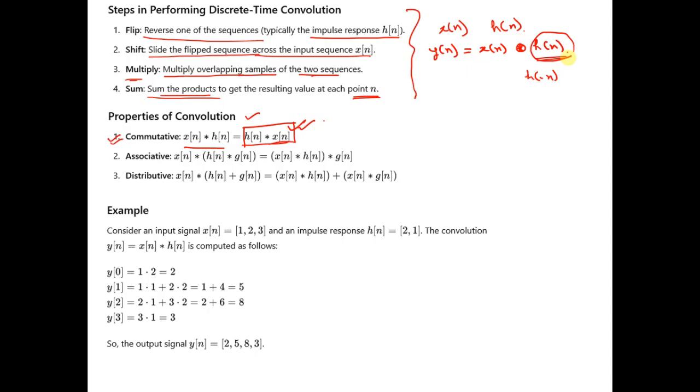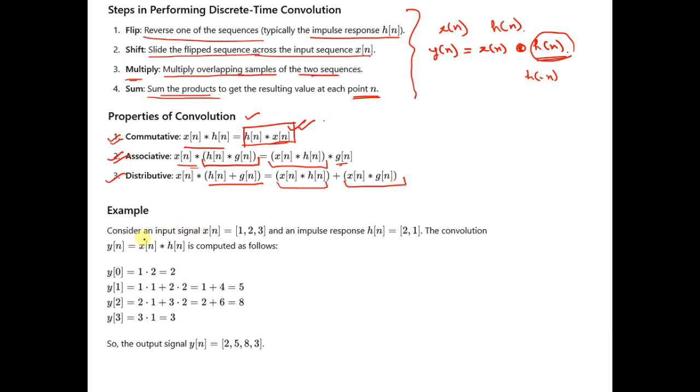Okay. Then the associative property: x[n] convolved with h[n] convolved with g[n] is equal to x[n] convolved with h[n], then convolved with g[n]. So this forms the associative property. And the distributive property: x[n] convolved with h[n] plus g[n] is equal to x[n] convolved with h[n] plus x[n] convolved with g[n]. So this forms the distributive property.